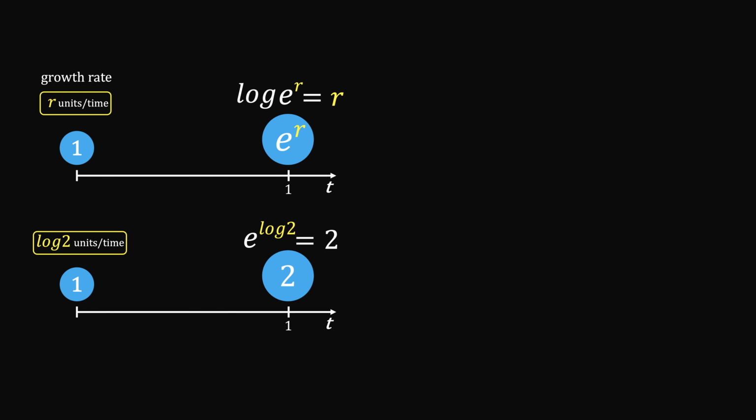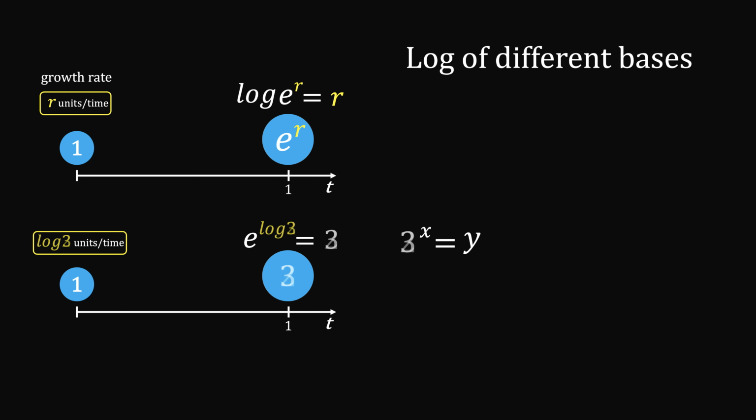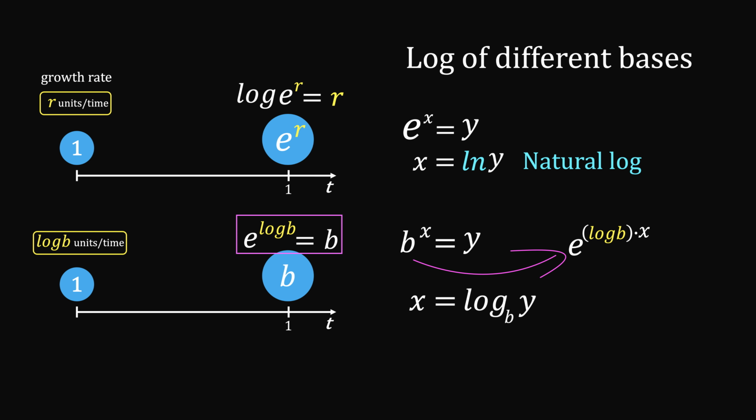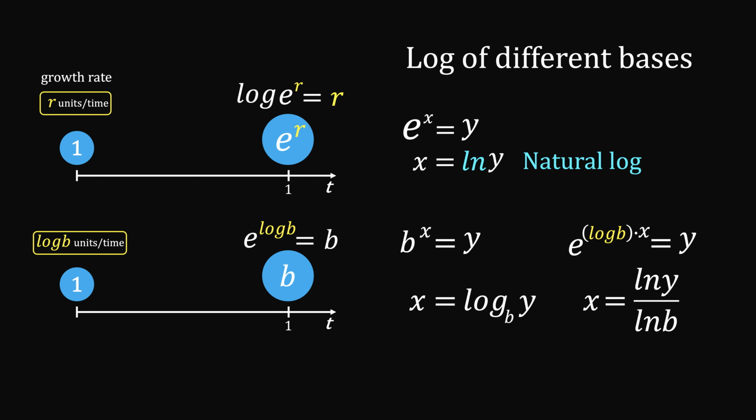In reality, we could have any base for an exponential relationship. So for the more general case, we call that x as the logarithm of y with base b. When the base is e, people gives it a special name, ln, and the base can be omitted. This is the natural log. Natural log deserves special attention because any base b will be converted to e to the power of log b. So the original base b problem becomes a base e problem. This way, any log can be calculated as the ratio of the two natural logs.